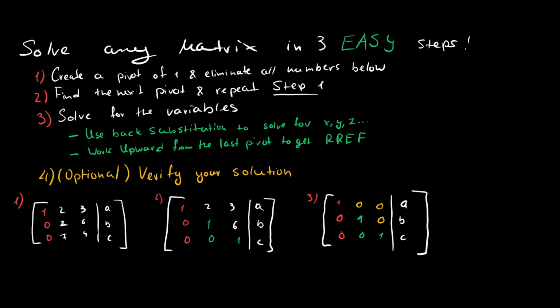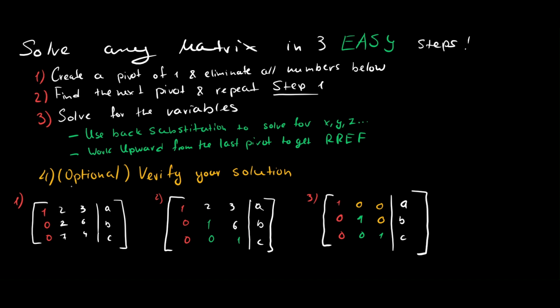And the third step is we solve for the variables. So once we're done with the pivot numbers and once we eliminated all of the numbers below, we have to solve for the variables. In that case, we have two options. We either use a back substitution to solve for x, y, z, or we work upward and we transform the matrix into the reduced row echelon form.